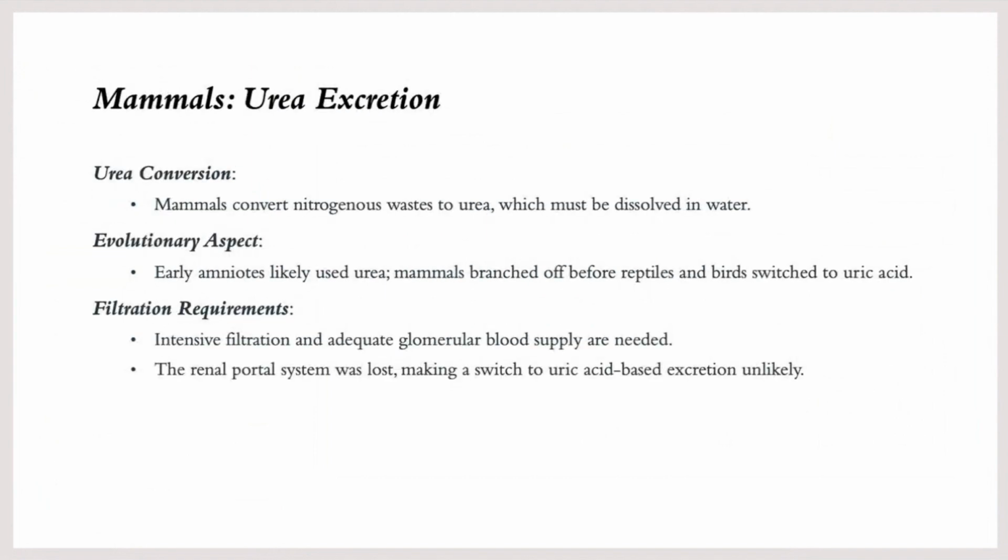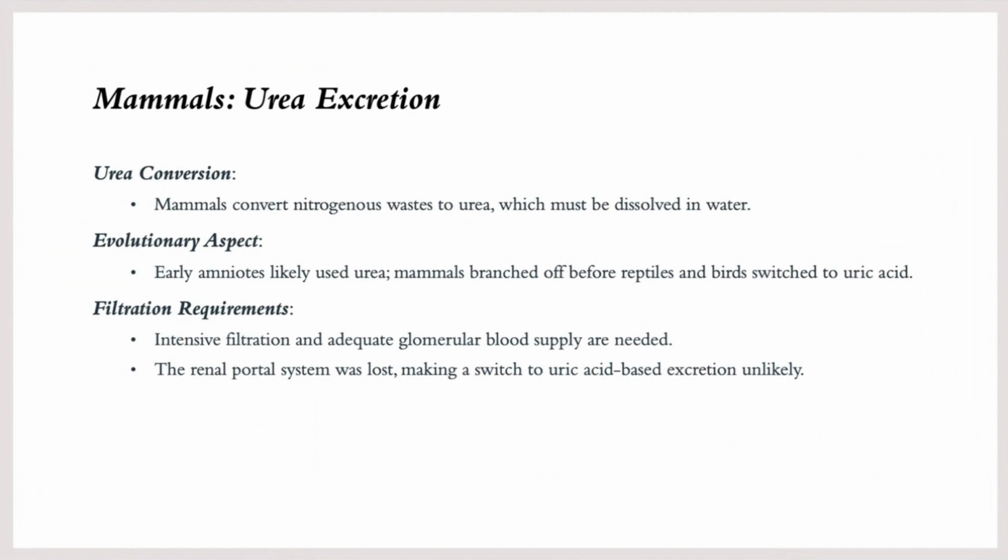Now, in mammals, for urea excretion, mammals convert nitrogenous wastes to urea, as we mentioned, and this urea has to be dissolved in water and is then released as urine, okay? The early amniotes also probably used urea, and the mammals basically branched off and became their own species before the reptiles and birds started to switch to uric acid. And as we said, reptiles and birds switched to uric acid so that they would need less water in order to remove this uric acid from their body.